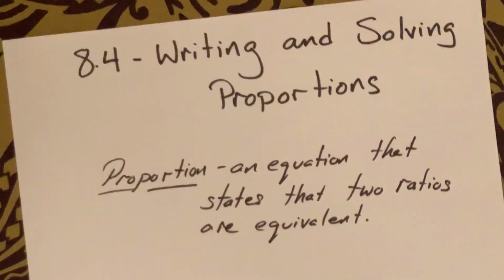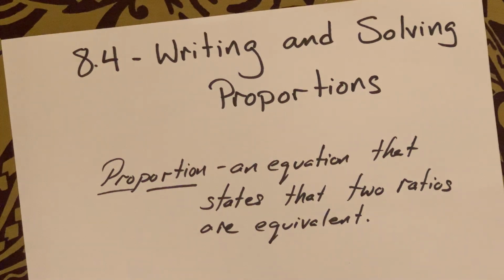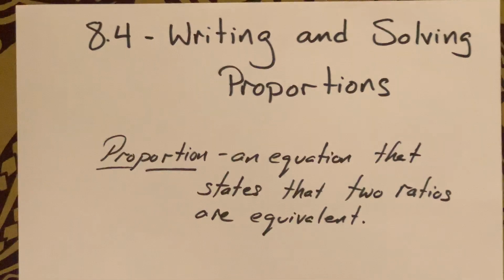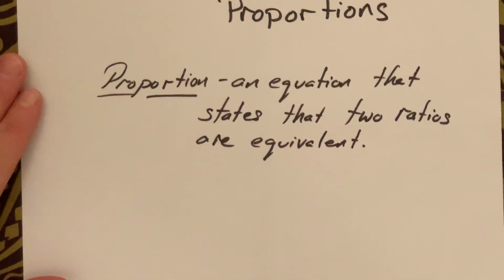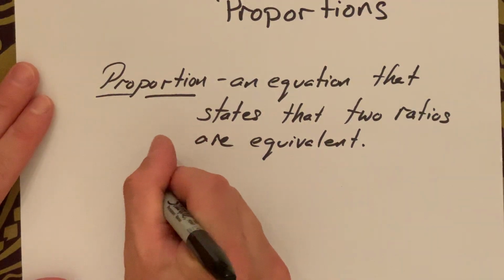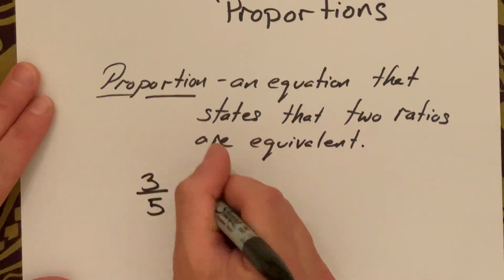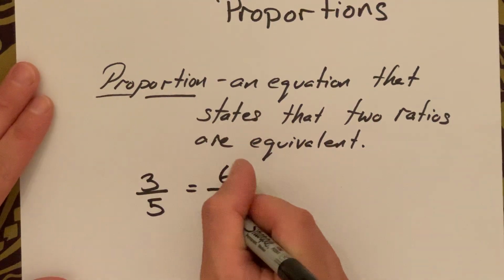So today we're starting on page 418, writing and solving proportions. The first thing I want to teach you is that a proportion is an equation that states two ratios are equivalent. So let's throw two ratios up there. Here we have 3/5 and 6/10.